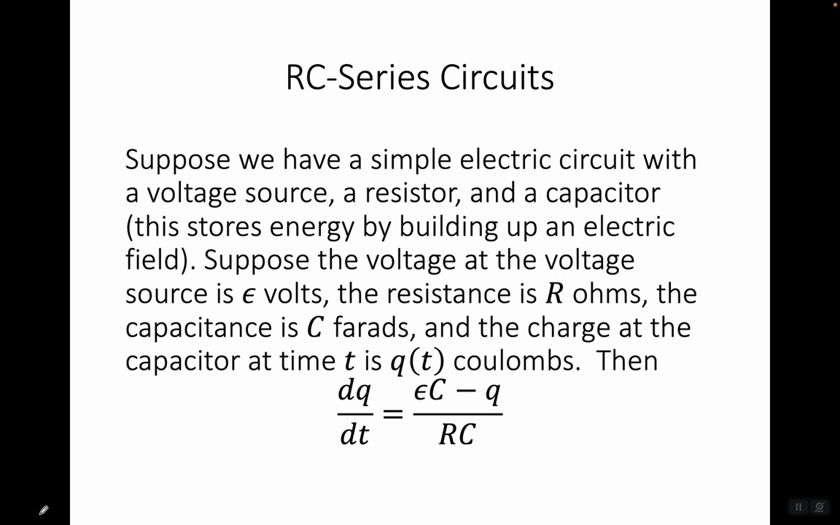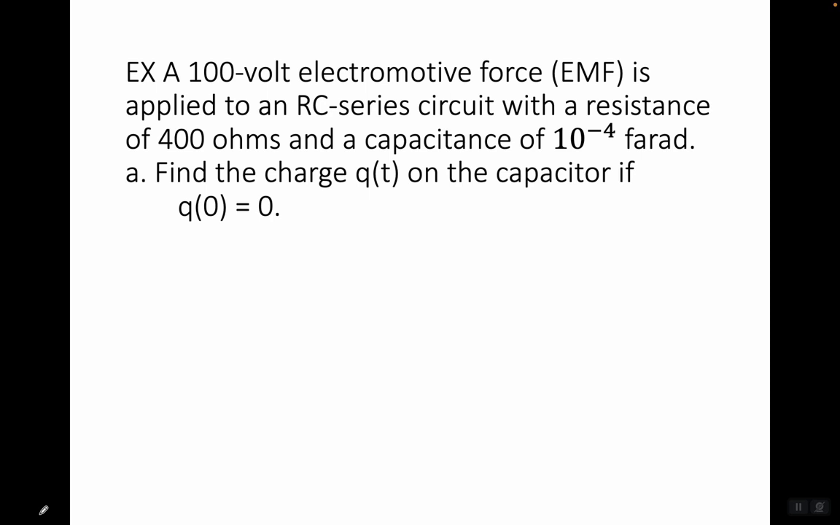Then dQ/dt equals epsilon C minus Q over RC. This is what enables us to find a formula for Q. For example, a 100 volt electromotive force, EMF, is applied to an RC series circuit with a resistance of 400 ohms and a capacitance of 10 to the negative 4 farad. Find the charge Q of t on the capacitor if Q of 0 equals 0.